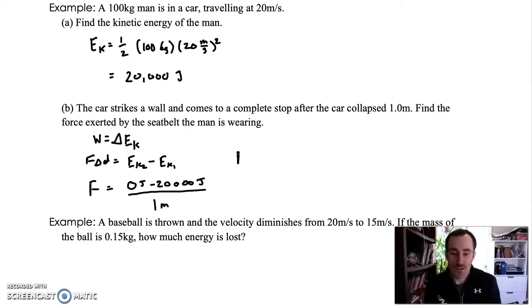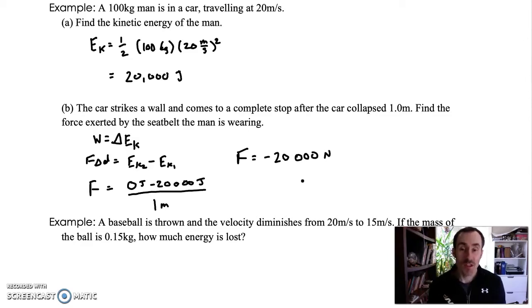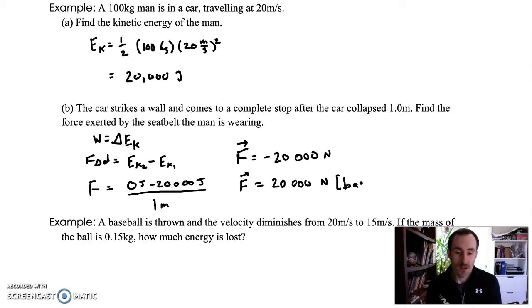And that gives us a force of negative 20,000 newtons. 20,000 newtons backward, right? So the man was moving forward, and in order to arrest that kinetic energy, force had to be applied backwards. And so we get a negative force, or a force backwards. Okay, so our force is negative 20,000 newtons. Let's put a vector on that. The force applied by the seatbelt is 20,000 newtons backwards. There you go.